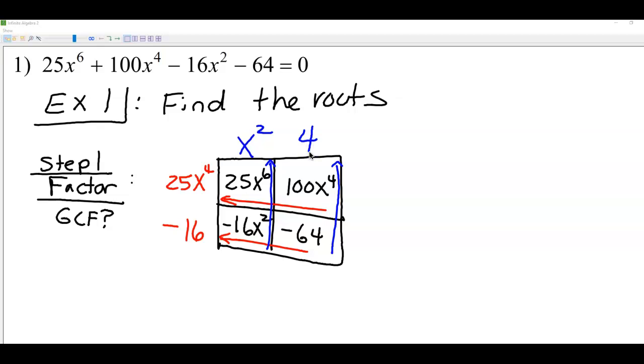And you can always check your work in the end. These should multiply to make the inside, like 25 and x squared should make that. 25 and 4 should make that, and so on. And they do, so we're good. All right, so right now we have 25x to the 4th minus 16 and x squared plus 4.